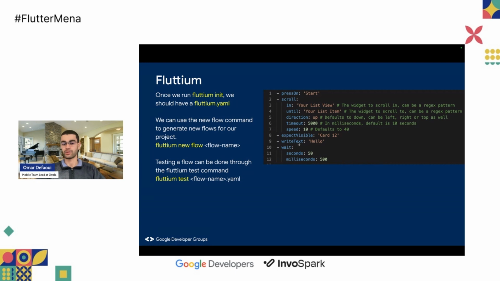Then we have write text. Inside this card, we have a text field. So we will write hello inside it, and we will wait for 15 seconds. Maybe we wait for an API response or something, and then we can continue our instructions. So this is how the Flatium team architected their solution. You can find out more about the syntax and the limitations on the internet and also on their official website.